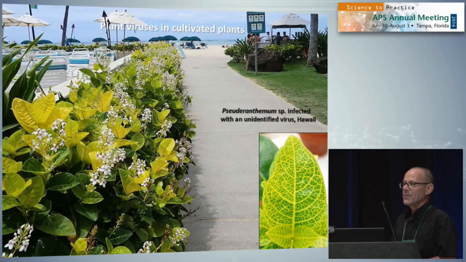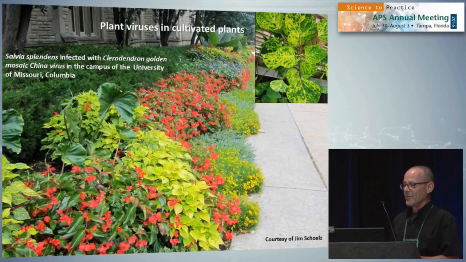Most of us are used to seeing virus symptoms in crops, and that's just an example of some of that. However, when you go to APS meetings, be sure to pay attention, especially to ornamental plants. It's amazing how many ornamental plants are infected by viruses. This is in Hawaii, by the way. I was going to the beach, and I just saw that beautiful plant there.